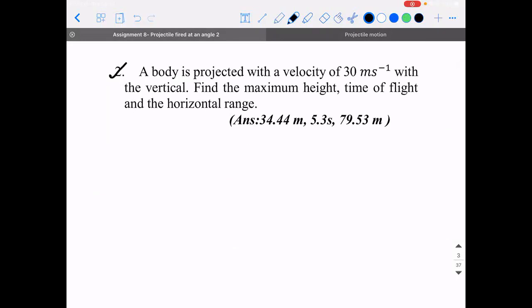Read this question carefully and do it. There is an object which is projected with a velocity of 30 meters per second with a vertical. Find the maximum height, time of flight, and horizontal range. What is it you're supposed to be careful with?